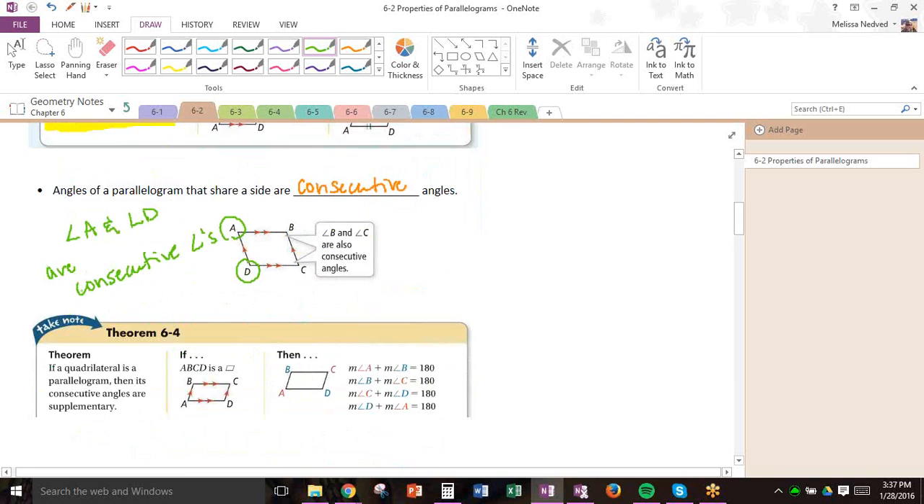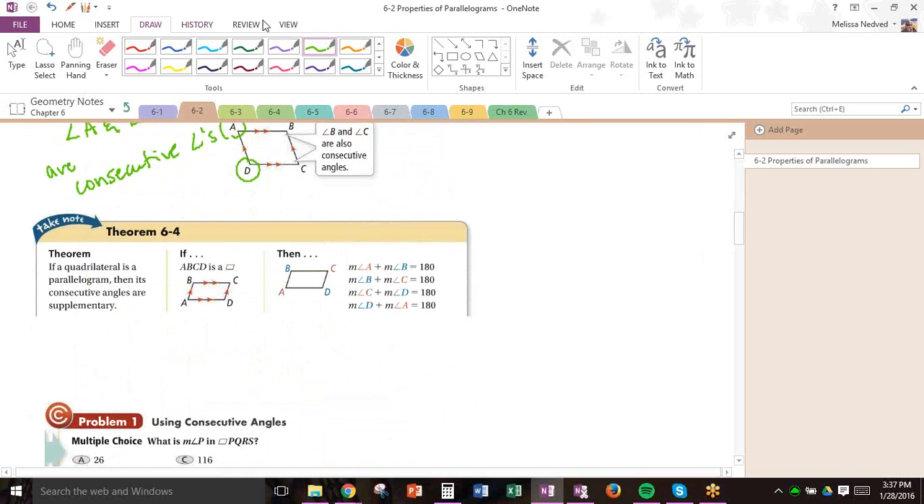All right, now we're going to take a look at our next property for parallelograms. So again, we say if a quadrilateral is a parallelogram, then consecutive angles are supplementary. Now remember how I keep harping on those past vocab terms and making sure that you know them? Here's why. Supplementary means that they add up to 180 degrees.